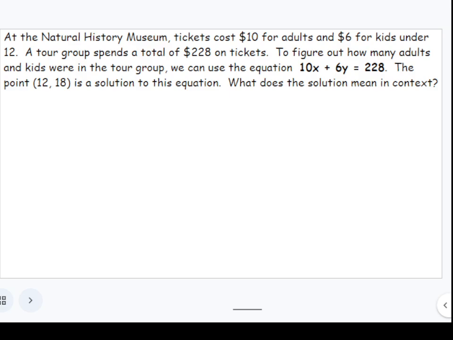So this one isn't quite as straightforward. It doesn't directly tell us what x and y is in the problem. However, it does say that it's $10 for adults and $6 for kids. And then our equation has 10x plus 6y equals 228. So if the 10 is on the x, that means x is adults. And if the 6 is on the y, that means y is kids.